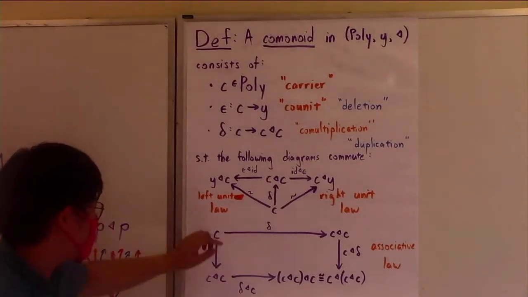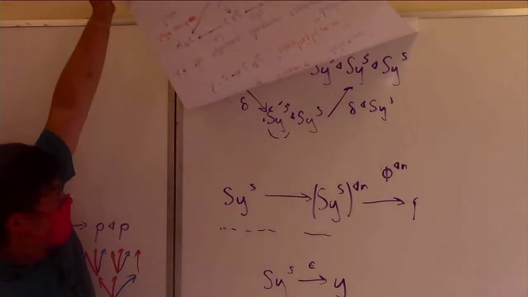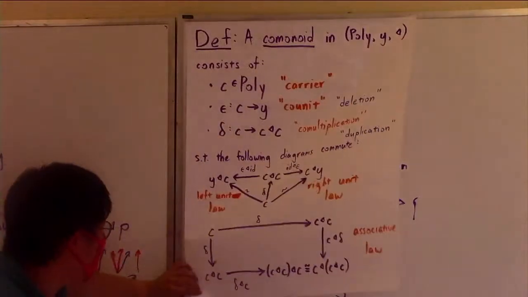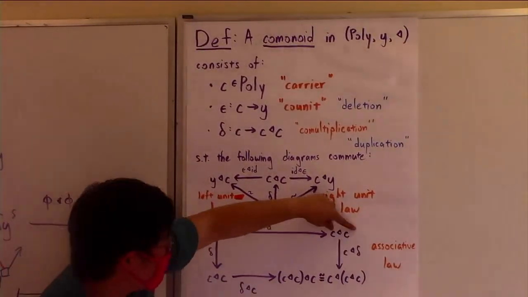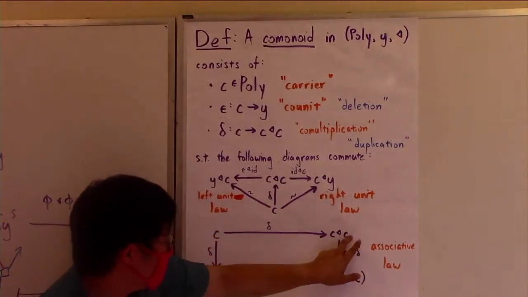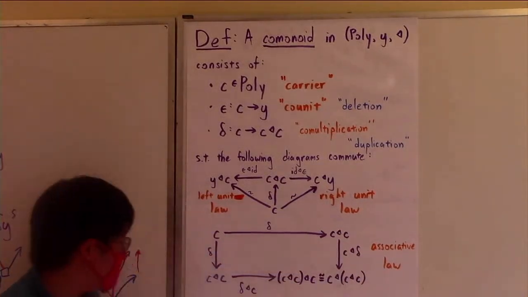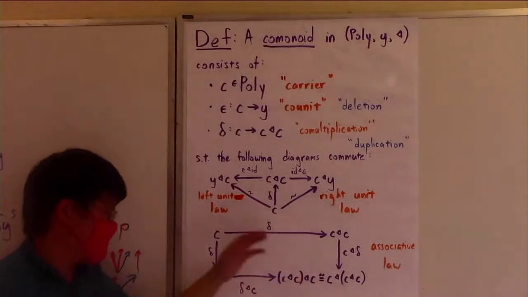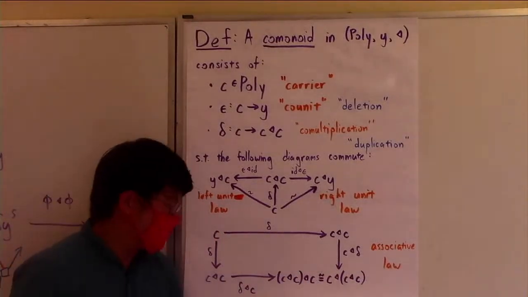Down here, this is exactly saying what I said up here. So if we take C, if we split it up one way and split it up another way to get 3 C's, it should be the same as the other way we can split it up to get 3 C's.